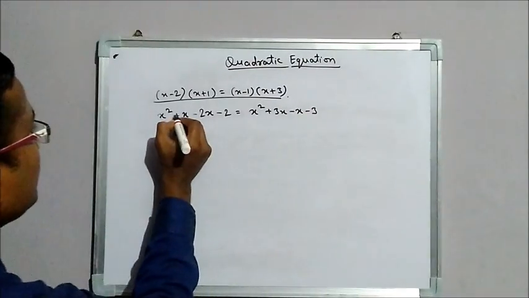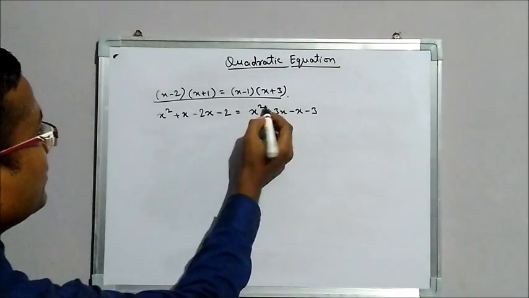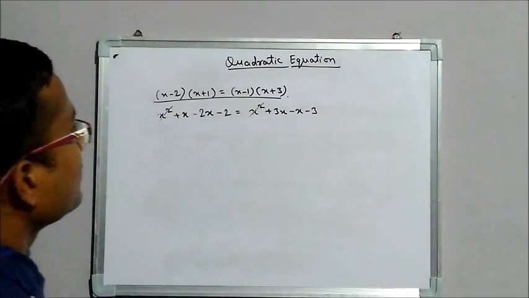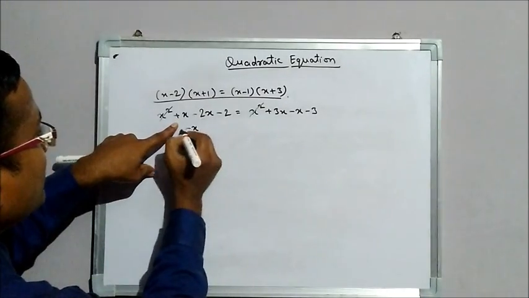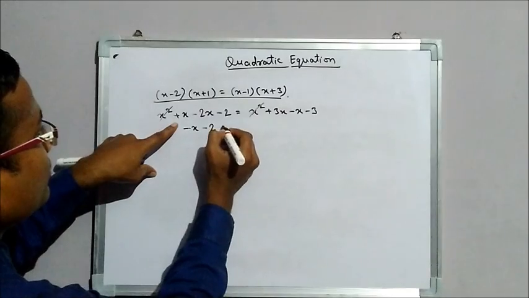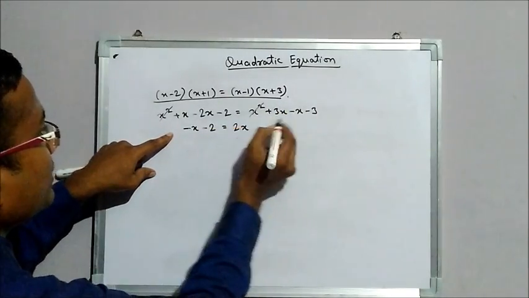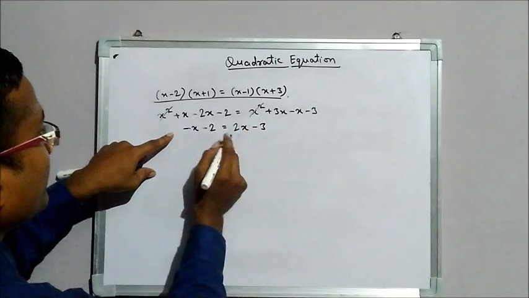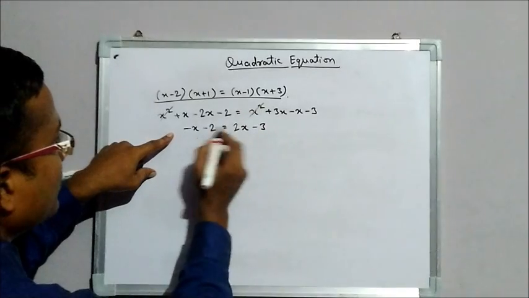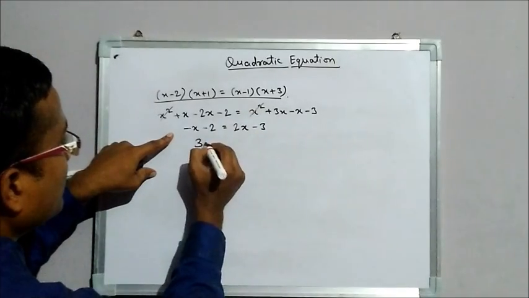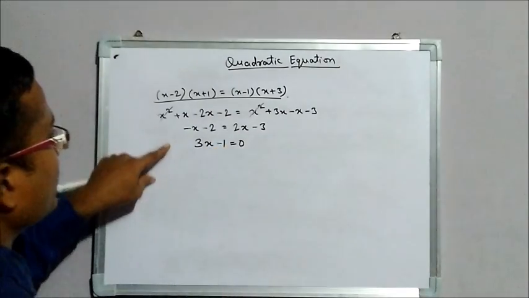Now on solving both the sides, what do we get? x² cancels with x². Then minus 2x plus x is minus x, minus 2 equals 3x minus x, 2x, minus 3. Taking this minus x onto the right side, we get 3x − 2 onto the right side, minus 1 = 0.